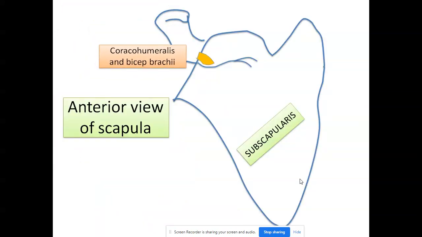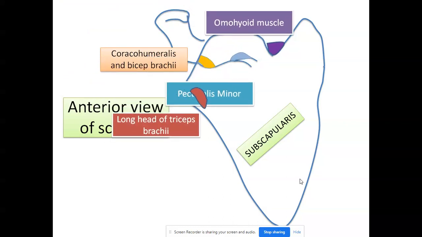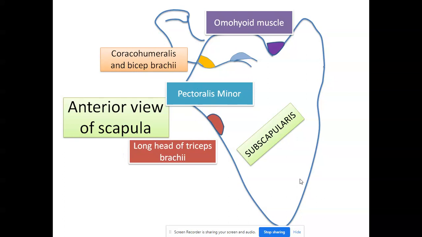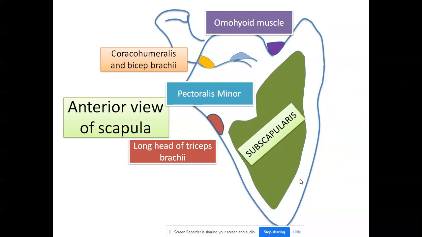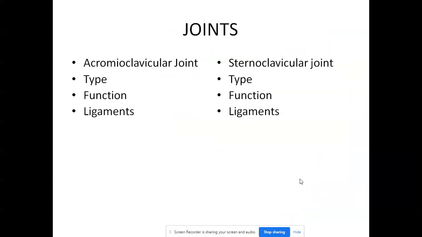Coming to the anterior view of scapula, coracobrachialis and biceps brachii, pectoralis minor, omohyoid muscle, long head of triceps brachii. Again, a part of the rotator cuff is present on the anterior view of the scapula as well. That is your subscapularis. There's one more muscle present on the anterior view, which is inserted into the medial border of scapula, a very important muscle known as serratus anterior, which has 8 digitations. These were the myology, or anatomy of muscle.